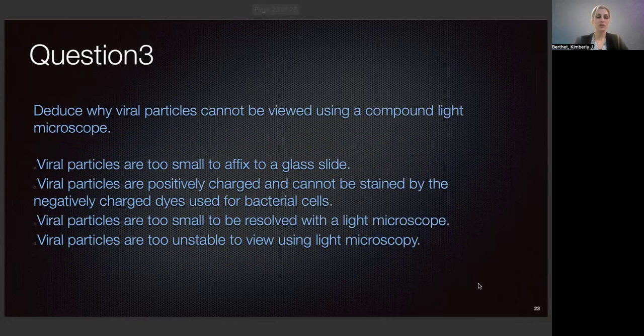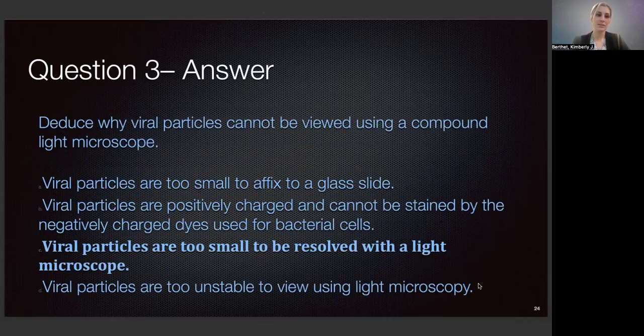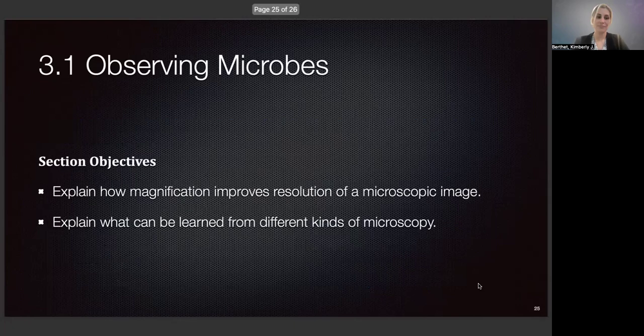Okay, moving on to question 3. Deduce why viral particles cannot be viewed using a compound light microscope. The correct answer for question number 3 is because viral particles are too small to be resolved with a light microscope. Yeah, so when we go back to those images in the beginning, looking at eukaryotic cells to prokaryotic cells, all the way down to our non-living viruses, they are too small to be seen with a light microscope. We don't have enough resolution to observe them.